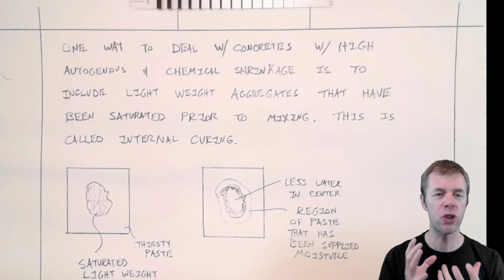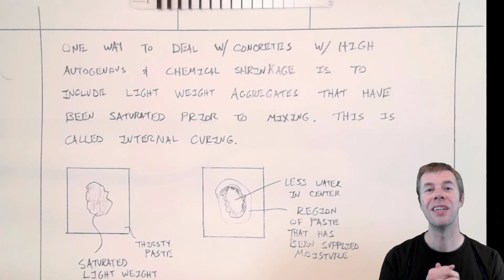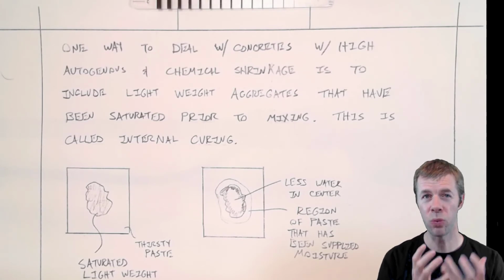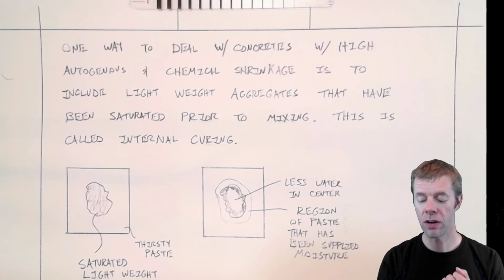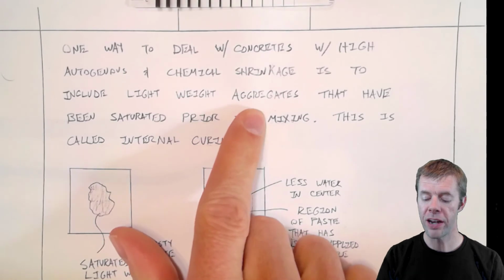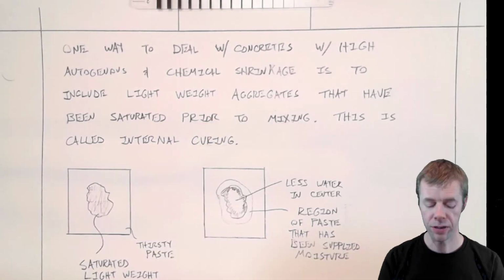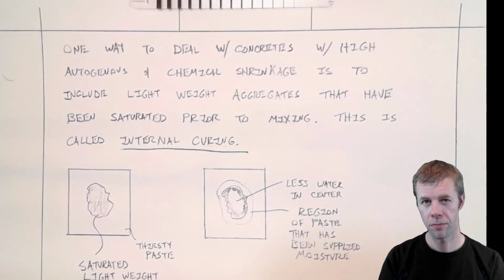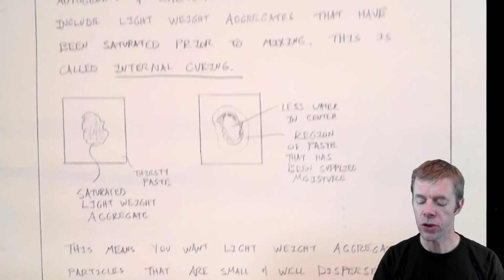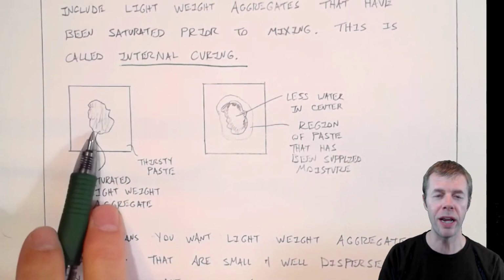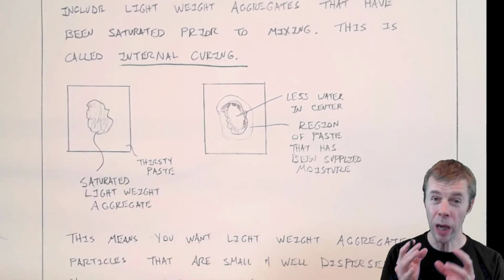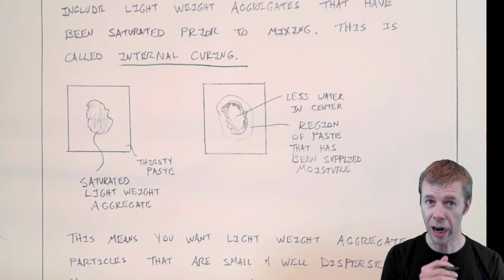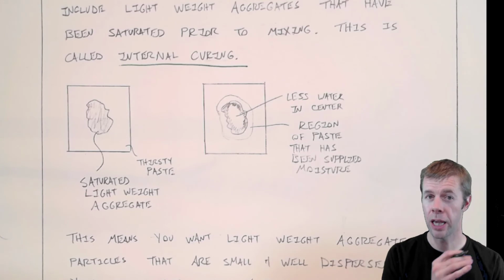So if you want to go to a lower water to cement ratio, then you need to come up with a new approach. One really cool idea is including lightweight aggregate that has been saturated prior to mixing. This is called internal curing. I'm going to take a saturated lightweight aggregate, so I've got an internal water reservoir inside my cement paste. This is really helpful when my water cement ratio is low, not as helpful when it is higher, at least not for autogenous shrinkage and chemical shrinkage.